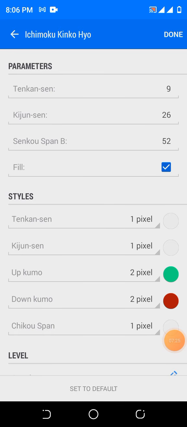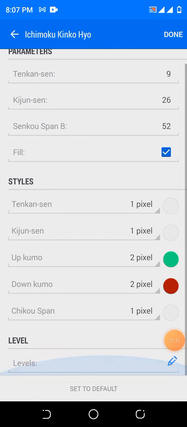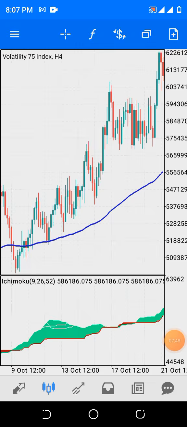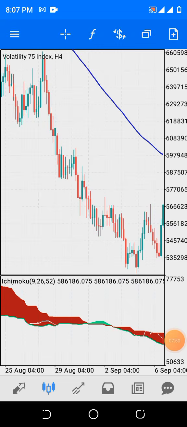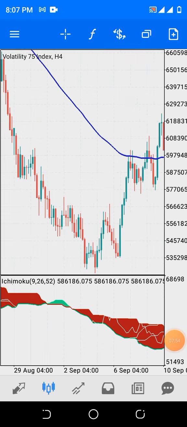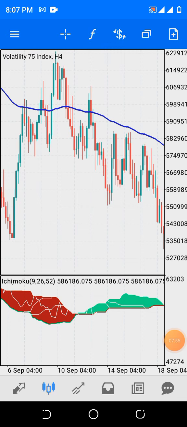Now we come to the styles. Look at the styles. Tenkan-sen 1, Kijun-sen 1. The colors should be the same as the background. Then up Kumo is green, down Kumo is red. Do you understand? So this is the setting. Screenshot it or write it down. That is all you need, and your profit is guaranteed. This is Volatility 75, and the time frame is the 4-hour time frame.